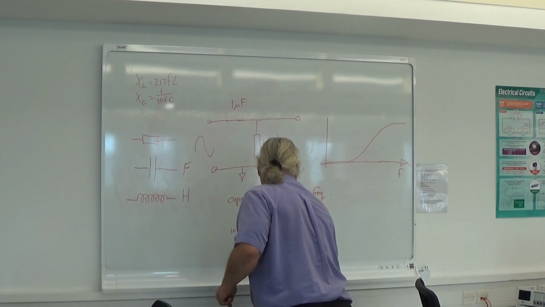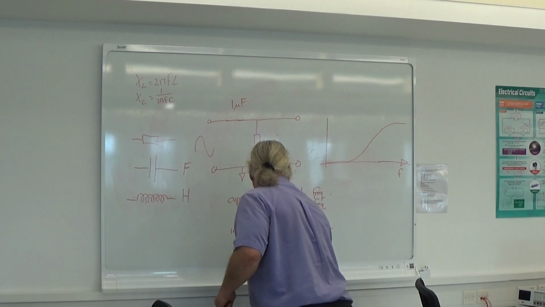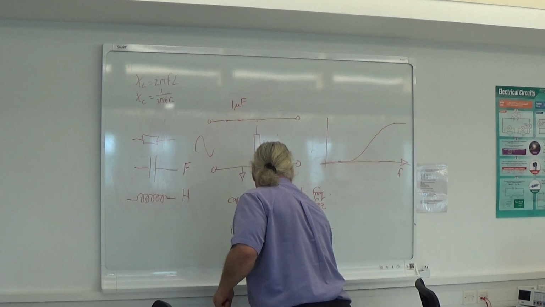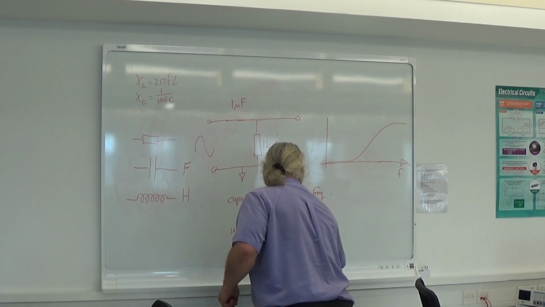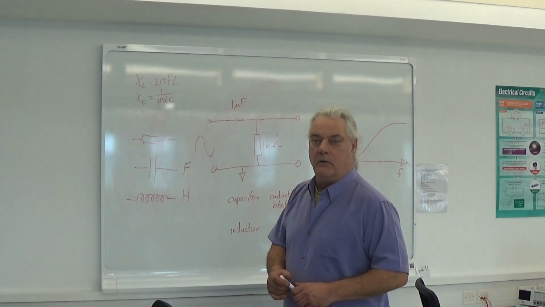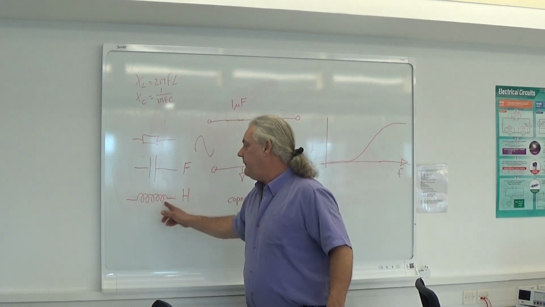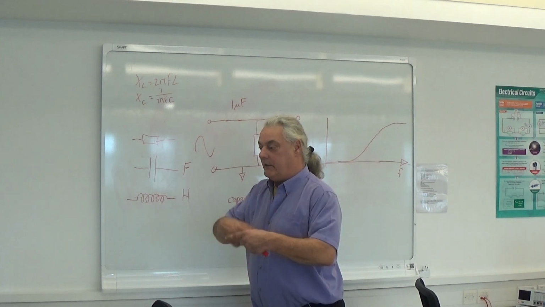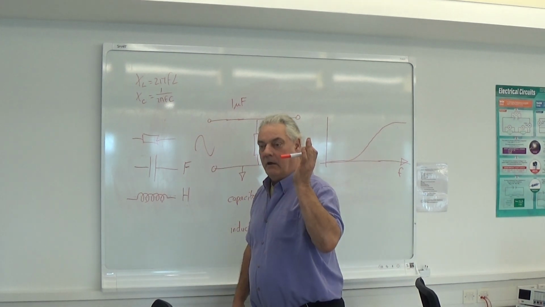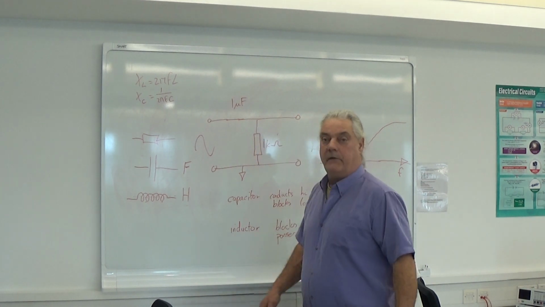blocks high frequency, but it passes low frequency. Well, how can it? It's only a bit of wire. How can it? It's a piece of wire. There's nothing special about this, it's just something I got out of the cover and I wound around the finger or around the pen. So why does it block high frequency?